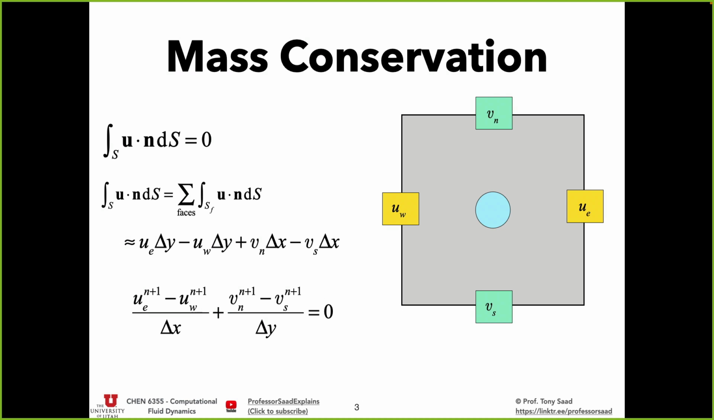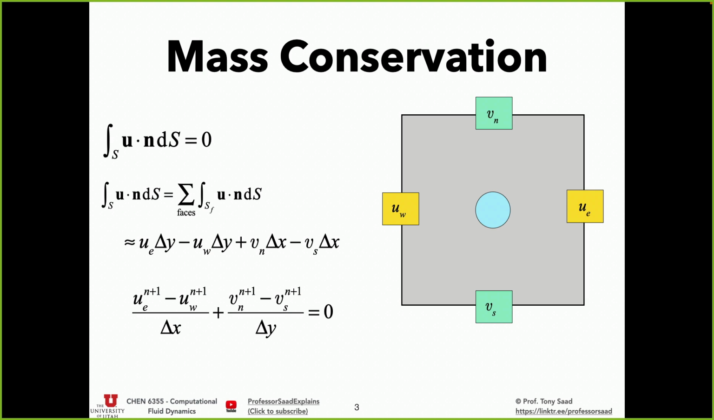Note that I put n plus 1 here on purpose, because if you remember our projection algorithm, we need to make sure that our new velocity is divergence-free. The velocity at n plus 1 is divergence-free, so I specifically put n plus 1 here to remind you of that condition. Okay? Now this gives us U east, U west, V north, and V south, which are velocities.